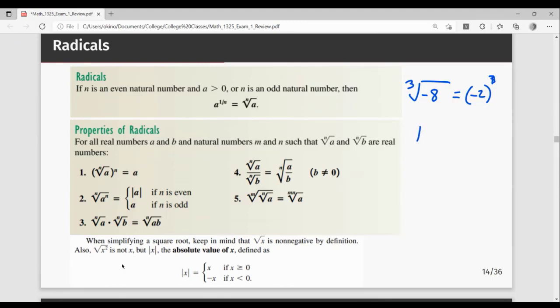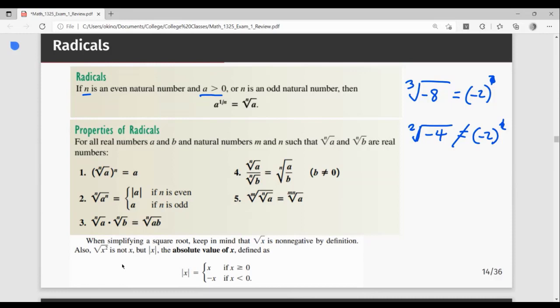But if I had like the square root, so an even number, of negative 4, there is no number that I can multiply by itself that you guys know of yet that can give me a negative 4, right? So I can't have negative 2 squared, that's not the same because negative 2 times negative 2 is positive 4. So that's why it's important that a is greater than or equal to 0 if n is an even natural number.